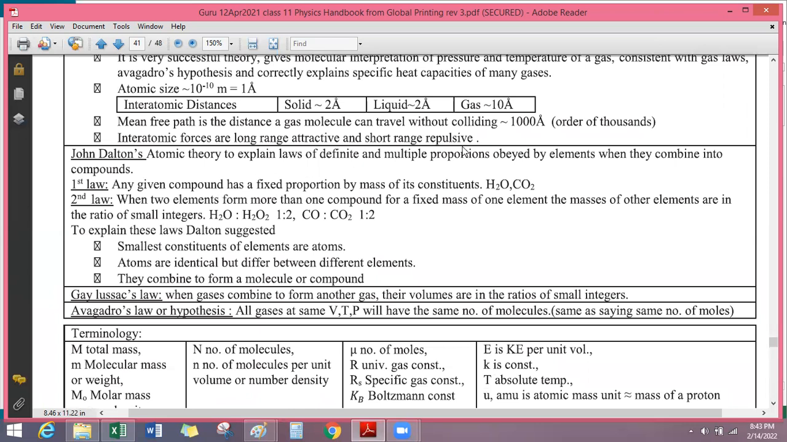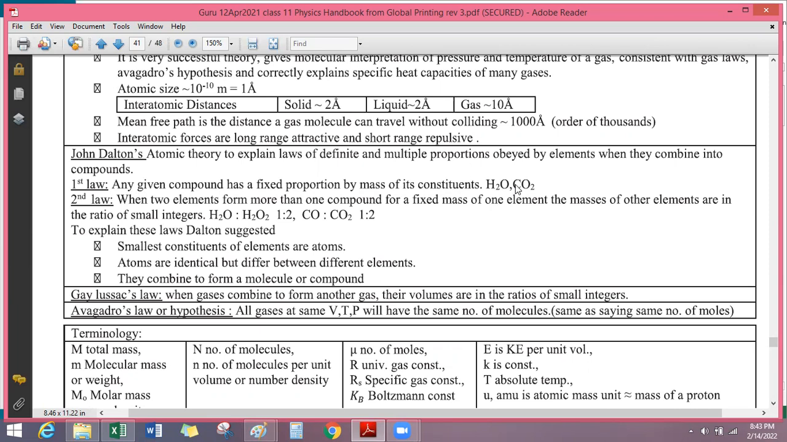This you must have studied in your chemistry. John Dalton's concept is atomic theory, to explain the laws of definite and multiple proportions obeyed by elements when they combine into compounds. The first law says that any given compound has a fixed proportion by mass of its constituents.